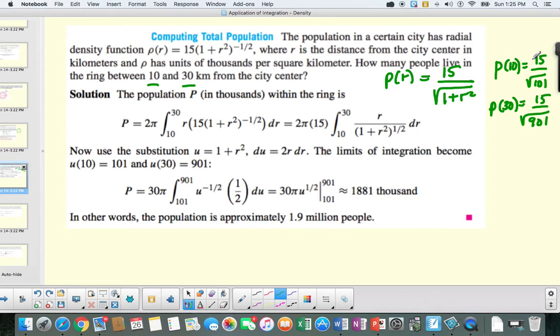And you can see that this number is bigger than this because this denominator is so much bigger, which makes the fraction a lot smaller. So you can see how the population density is changing. More people at 10 kilometers than the density of people at 30 kilometers. So again, we set up the 2 pi r, which represents the circumference. Here's the thickness of the ring, and here's the density right here. And we go from 10 to 30.